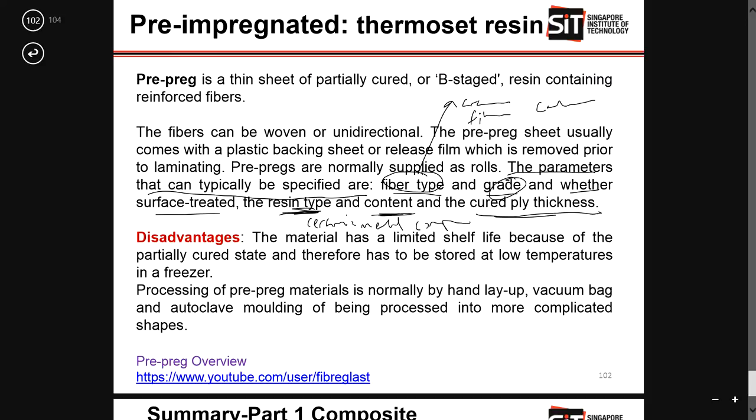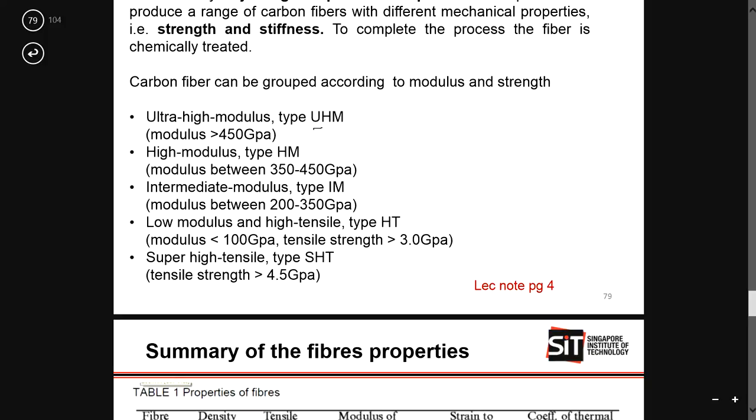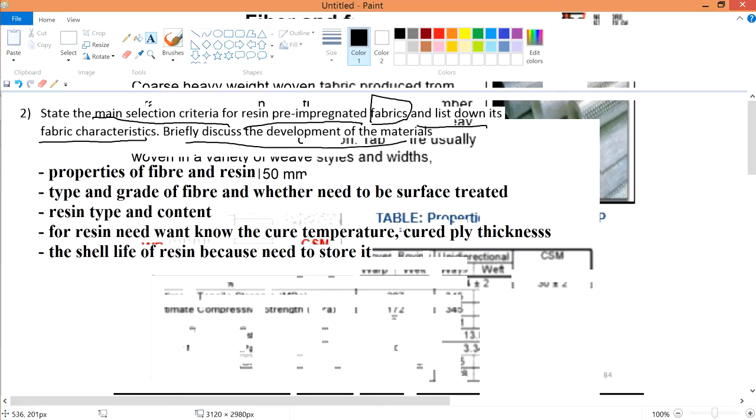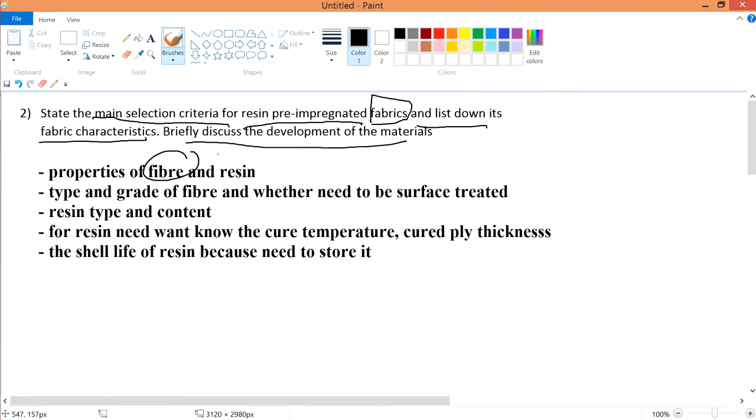And what type of grade? Is it, I believe, ultra high modulus, high modulus, intermediate modulus, high tensile, and things like that. So what type of grades are you looking for? These are the properties of your fiber and your resin, type and grade, what I've said, and do we need to actually surface treat it? Surface treatment allows the fiber to be somewhat stronger, I think. The resin type and content, which we have said. The other two the lecturer didn't actually say, but they're the lecturer's points.